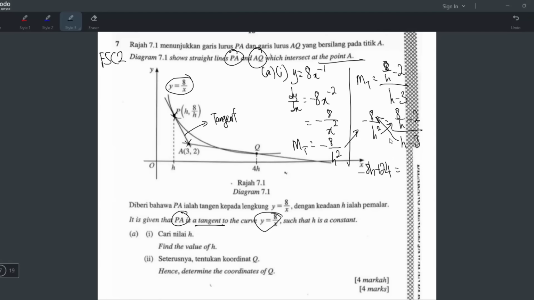The other side is this one times this one. h square times 8 over h is 8h. Why? Because when you do 8 over h times h square, this h and the square cancel. That's why you are left with 8h. But don't forget the negative 2 also has to times h square. That gives us negative 2h square.